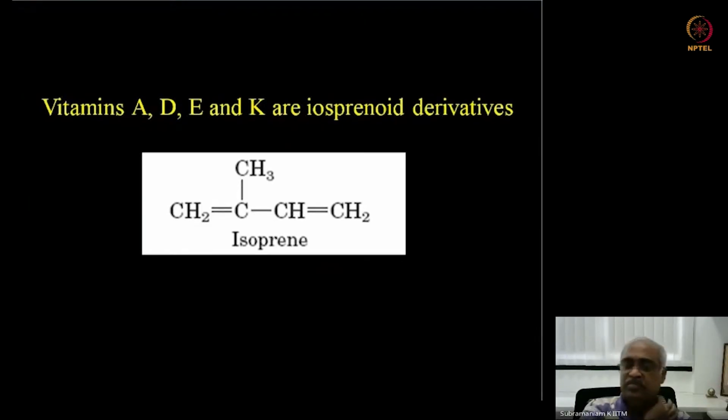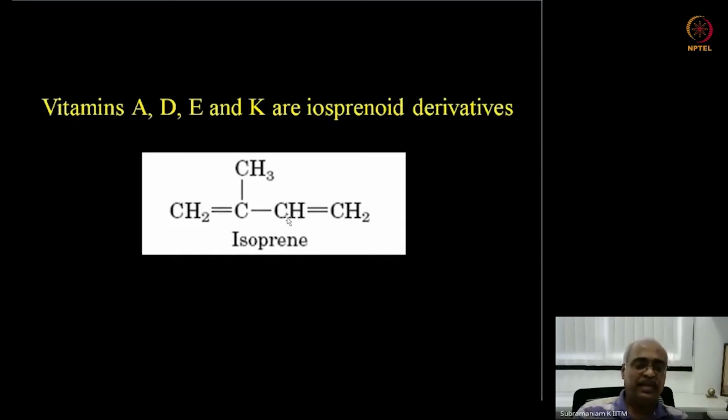All four of them have this group shown here, isoprene. This is 2-methyl-butadiene. This is butane if it is fully saturated, and you have two double bonds, therefore it is butadiene, and you have a methyl group at carbon number 2. So therefore it is called 2-methyl-butadiene. That structure repeats in many molecules, and that basic repeat is called isoprene. So isoprene is methylbutadiene.